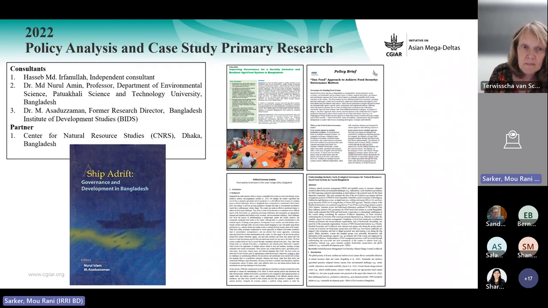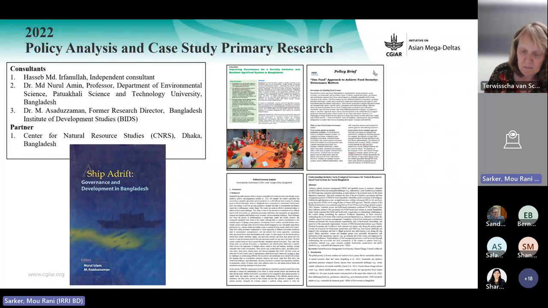Here is a glimpse of what we did in 2022. We did a baseline analysis. We contacted three consultants and one local partner from policy and academic background. The NGO here is CNRS. This NGO has been working on the issue of inclusive food system governance, including in the South Coastal regions. And Dr. Asadul Jaman, one of our consultants, has been working on the governance issue for a long time. Actually, one of the first comprehensive reviews on governance in Bangladesh was written by him.